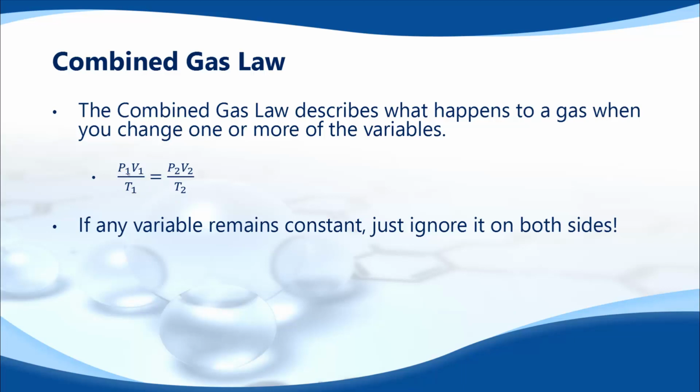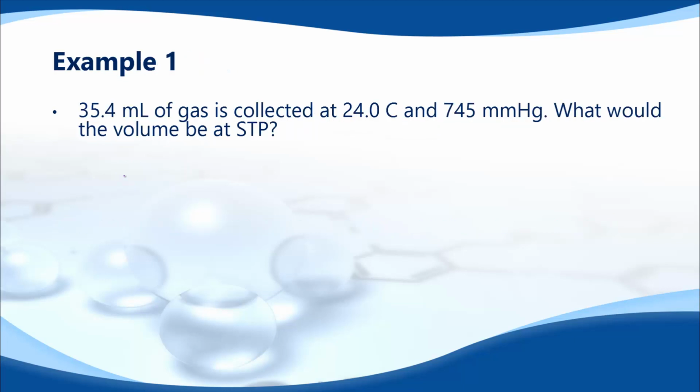Okay, so let's try a practice problem. We'll try a couple of problems with this. I'll show you one that has all three variables and one that just has two variables. So here's our three variable equation. We have 35.4 mL of gas collected at 24 degrees Celsius and 745 millimeters of mercury. I want to know what the volume would be at standard temperature and pressure. Now, it's been a while since I've told you what STP stands for. STP means temperature is equal to 0 degrees Celsius and pressure equals 1 atm.